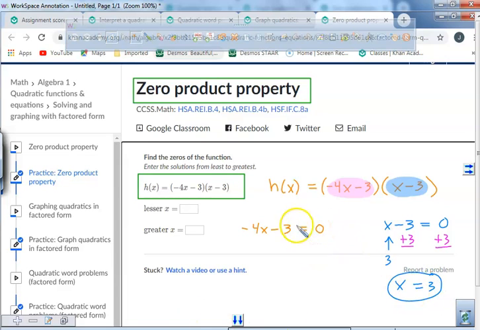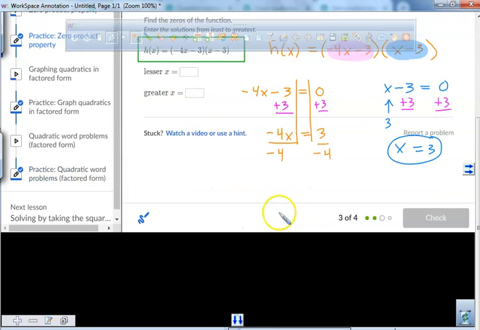The slightly more difficult one is this one. It's not bad. All right. What would I add to both sides on this one? Add a 3. So what happens when you add a 3? You get negative 4x equals a positive 3. And what will be the last thing I do? Divide both sides by negative 4. And what do you get? X equals negative 3/4. Just like that.